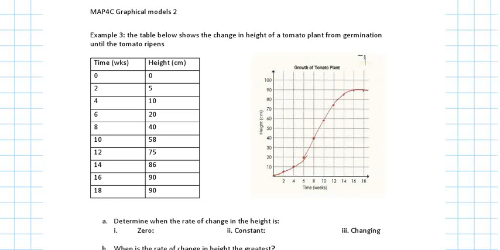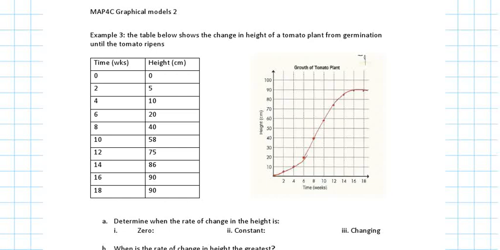So the table below shows the change in height of a tomato plant from germination until the tomato is ripe. You see that the time in weeks is your x-axis, and the height is your y-axis, and every 2 weeks we have a new measurement. Now, determine when the rate of change in the height is 0.